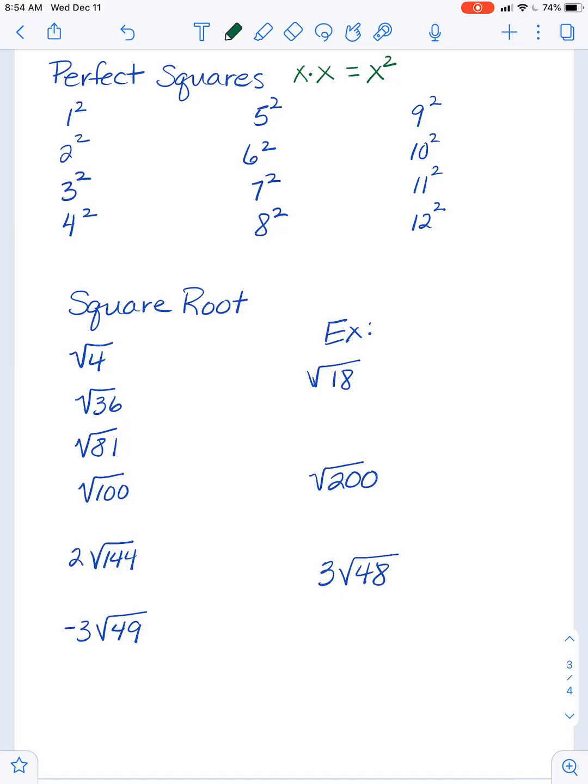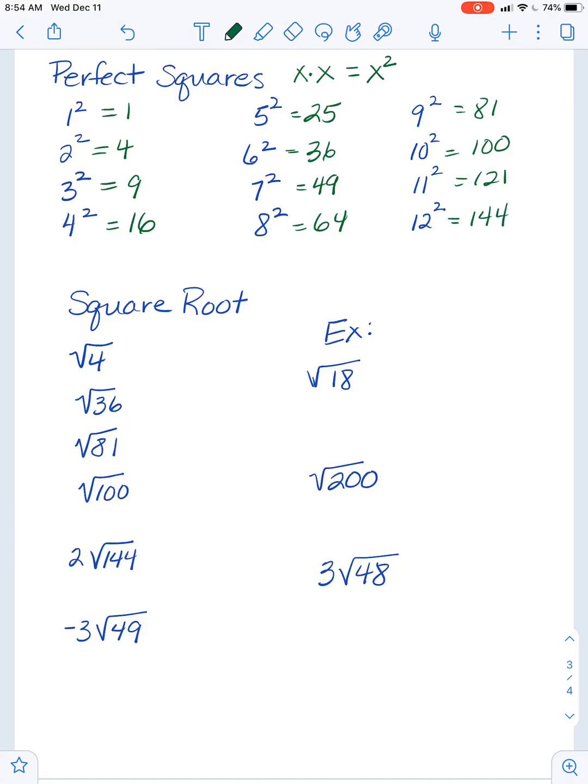So 1 times 1 is 1. 2 times 2 is 4. 3 times 3 is 9. 4 times 4 is 16. 5 times 5, 6 times 6, 7 times 7, 8 times 8, 9 times 9, 10 times 10, and 11 times 11, and then 12 times 12. And if you know more than that, that's great, but typically we won't get too far over 12. So that is the perfect squares.